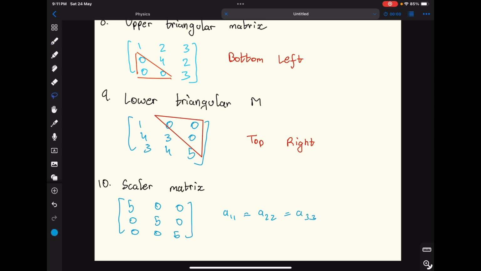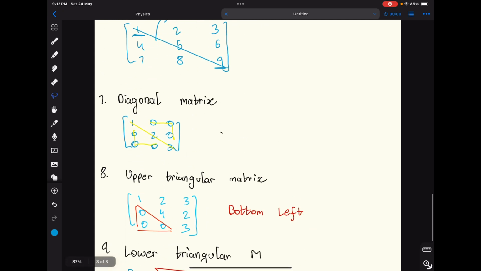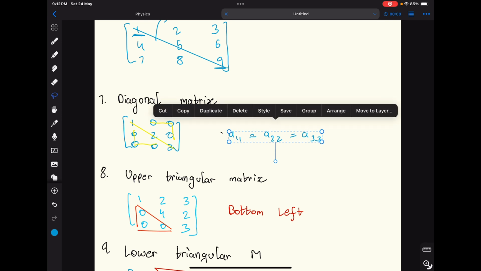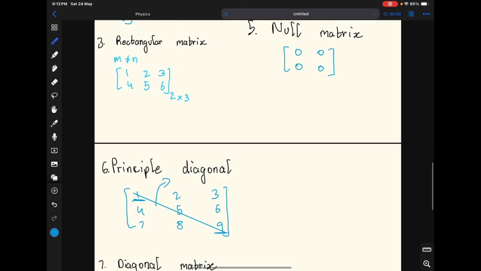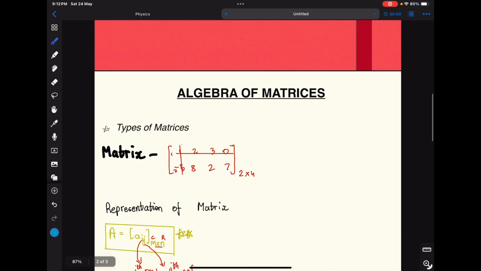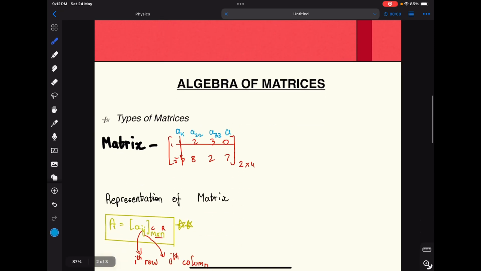But in the diagonal matrix, if we see here, it's the opposite. A11 not equal to A22 not equal to A33. For someone who doesn't know what A11 means, it is the representing style of a matrix. For example, this is the first row, first element A11, first row, second element A22, A33.